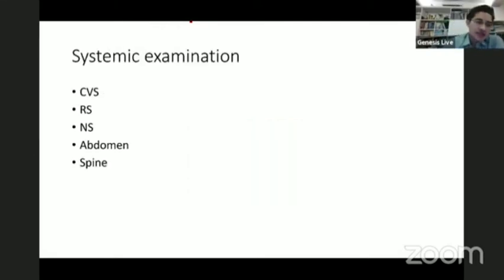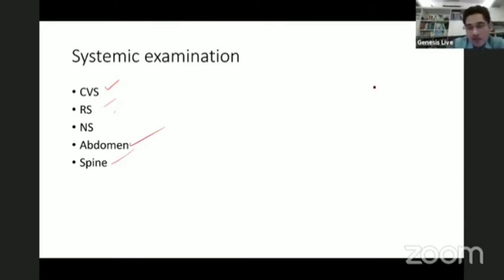Other systems, again, the cardiovascular system, respiratory system, the cerebrovascular system you have to do as well. Abdomen, whether it's abdominal pain or not, and spine, these are the systemic examinations you have to do as well. Make sure you do, and you must examine all the arteries.